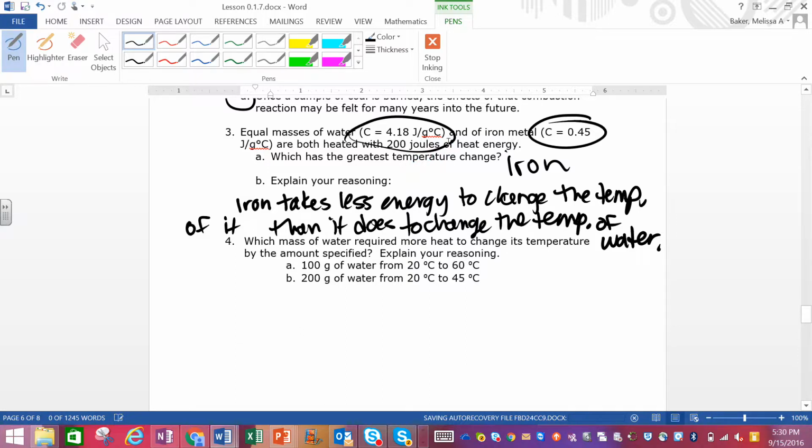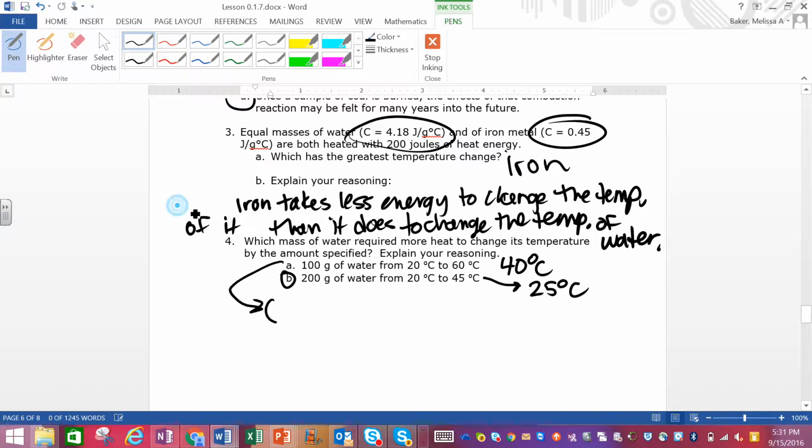All right, number 4. Which mass of water required more energy to change its temperature by the amount specified? Explain your reasoning. Okay, 100 grams of water from 20 to 60, that's a change of 40 degrees Celsius. In letter B, you're changing 200 grams of water, but only by 25 degrees Celsius. So I think it's going to take more energy to do letter B, but let's just prove this with math.